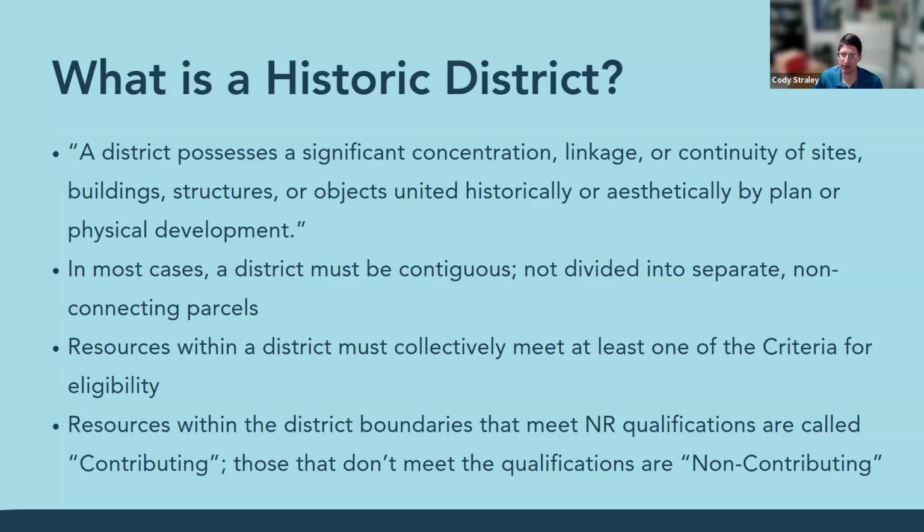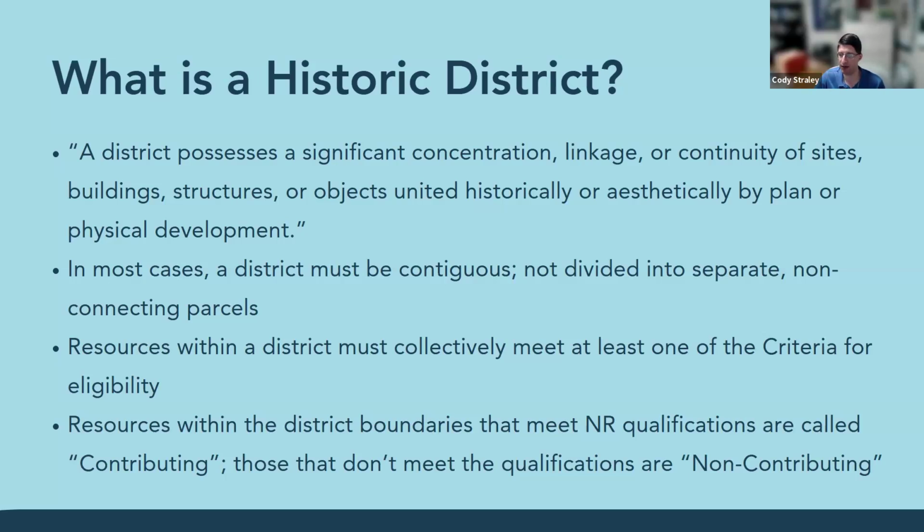And it is important to note that a district can have some non-historic buildings within its boundaries, but even if they are in the boundaries, they aren't considered part of the National Register. The Park Service has these divided into two categories. You have properties that are contributing to a district and properties that are non-contributing. Contributing resources are those that have historic value and they connect to the history of that district. And so contributing resources are on the National Register.